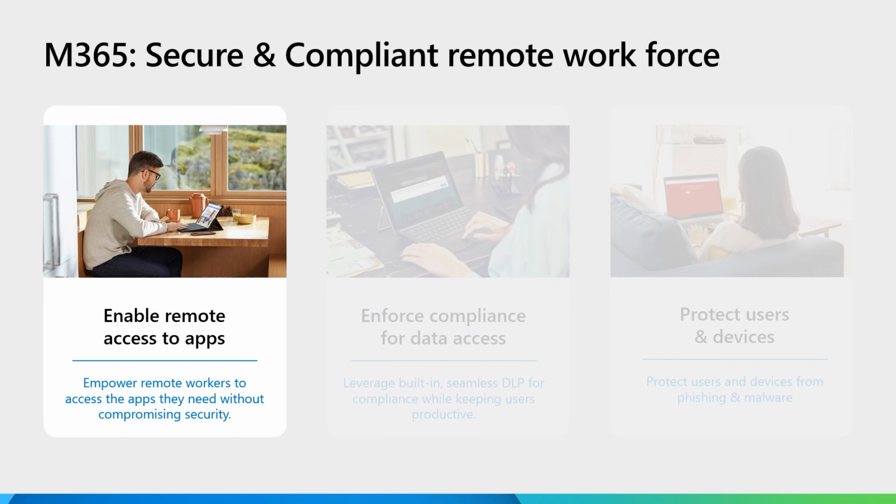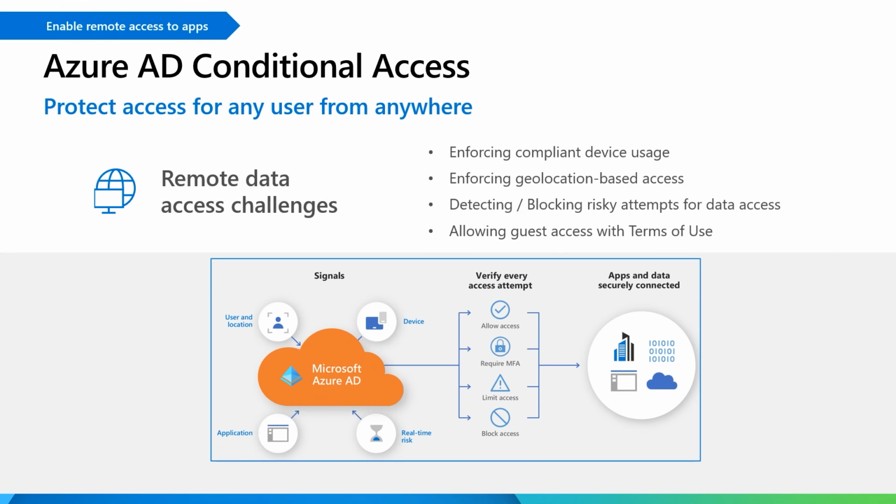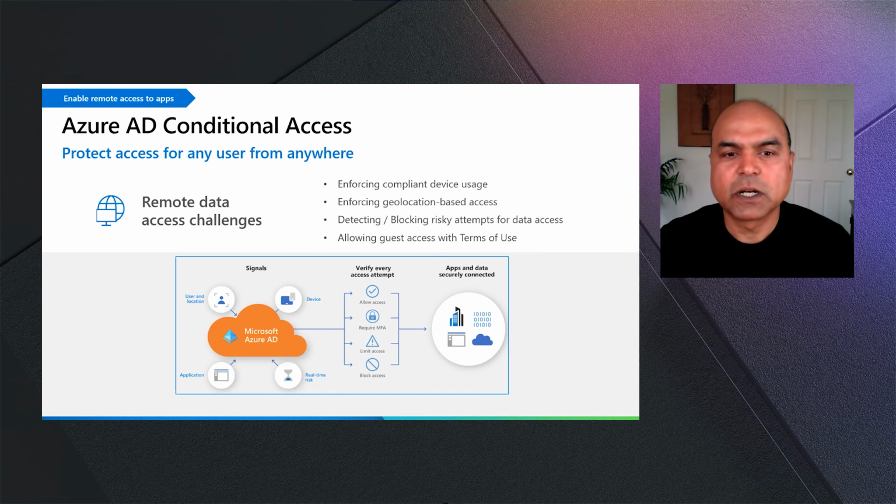So first, let's talk about enabling remote access to apps. While working remotely, there are several challenges to allowing secure access to corporate data. It is critical that only the right people with the right resources and secure devices can access your data from anywhere. Microsoft Conditional Access is an intelligent policy engine built for this challenge. It gives you the power to enforce the core principle of zero trust, which is never trust, always verify.